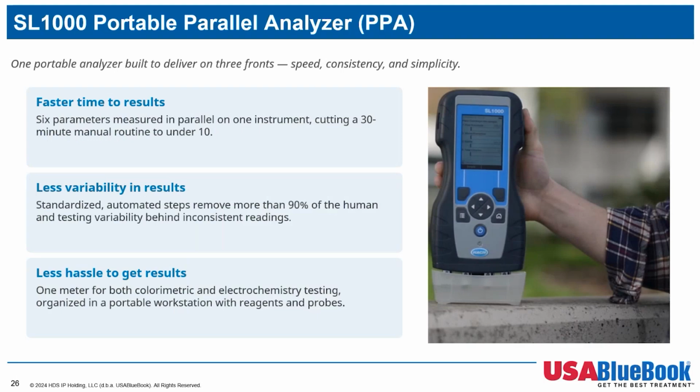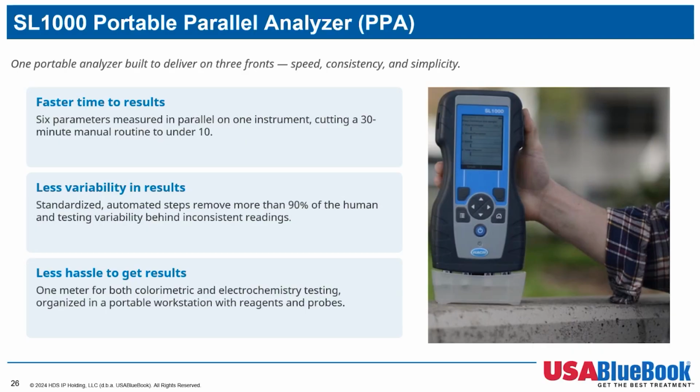Well, shown here is the SL1000 or PPA. And rather than walk through specs, I'd rather frame it as 3 things customers often tell us. It takes too long, the numbers don't agree with one another, and there's too much gear to carry and keep track of, calibrated, and serviced. These are common things we discuss with customers regularly using some legacy apparatus and tools.